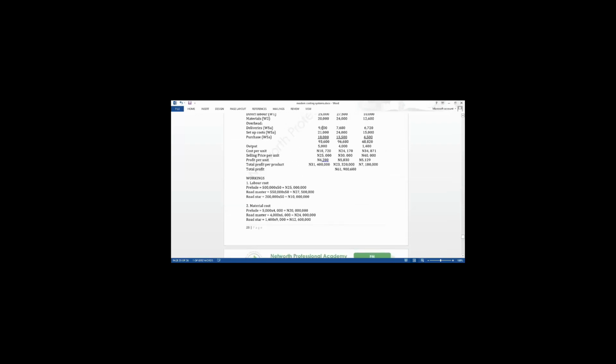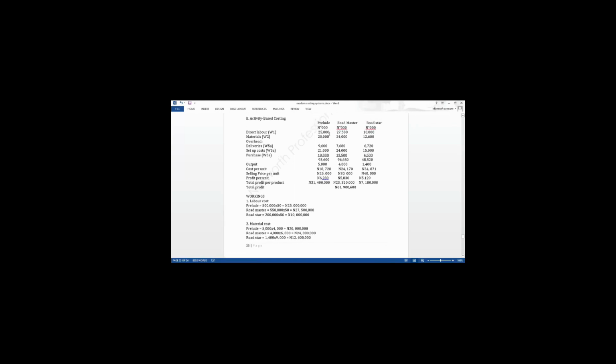You can now take this to your working. Prelude, pick up your figures carefully. Look at it. For delivery, 9.6 million for Prelude, 7.68 million for Roadmaster, 6.72 million for Roadster. Setup cost, 21 million for Prelude, 24 million Roadmaster, 15 million Roadster. Purchase order overhead, 18 million for Prelude, 13.5 Roadmaster, 4.5 Roadster. You can now add all your costs, from direct costs. Labor, material, add all your overhead.